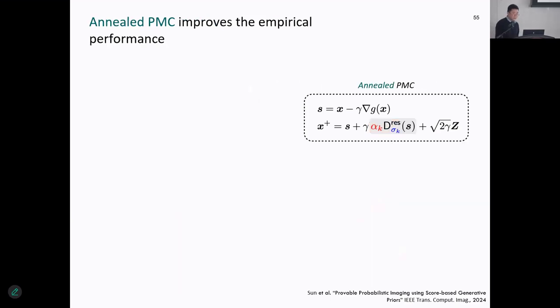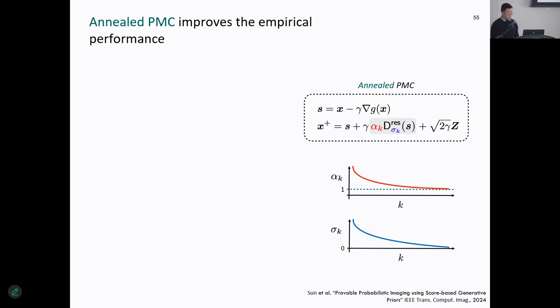Okay, so for those who are familiar with Langevin diffusion, it suffers from the problem of long-time convergence. We also address this problem by introducing an annealing strategy. Here we decrease two parameters. The first is alpha k, the second is sigma k. We start with very large values and then gradually decay them to 1 and 0 respectively. By doing so, the PMC algorithm is able to burn in quickly.